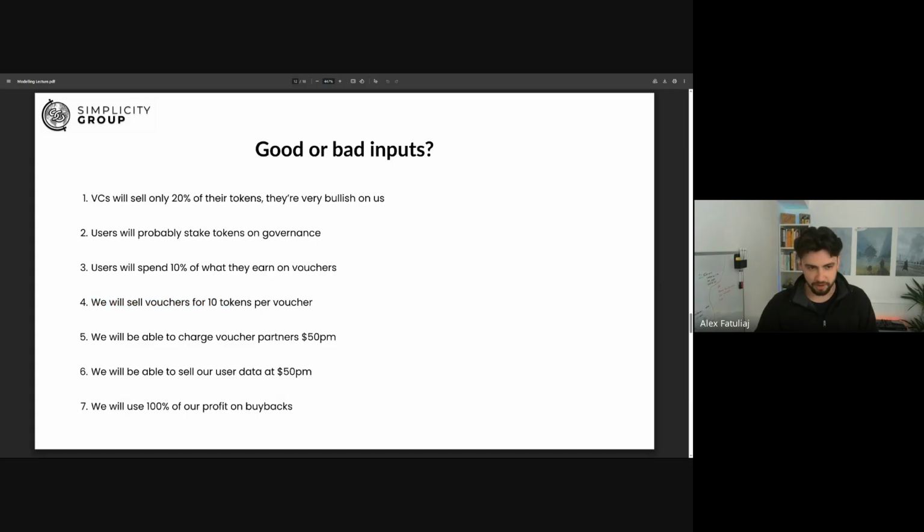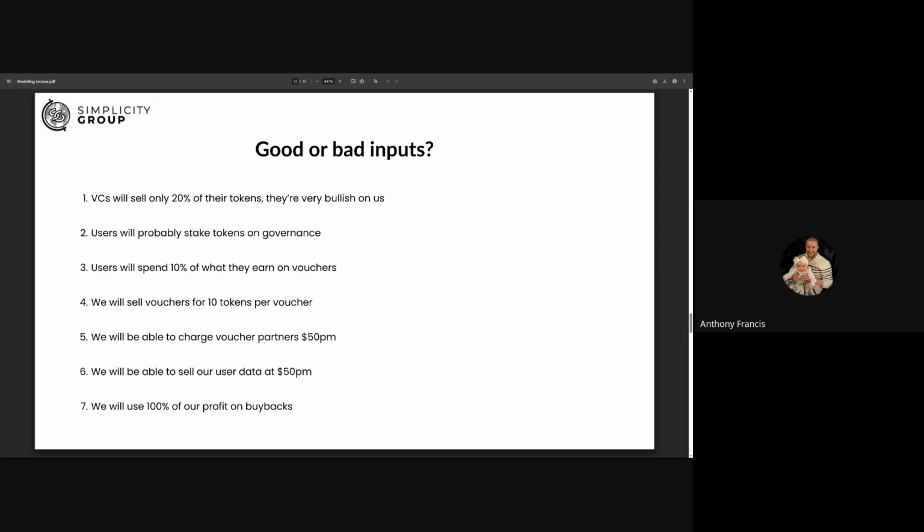But yes. We will sell vouchers for 10 tokens per voucher. I'd say it's a good input. It's clear. Yes, exactly. You determined that. So you said there's going to be 10 tokens per voucher, not someone else. You're not relying on anyone else. We will be able to charge voucher partners $50 per month. I say it's good, but it's a little assumptive still, perhaps. Need more data. Yes, exactly.